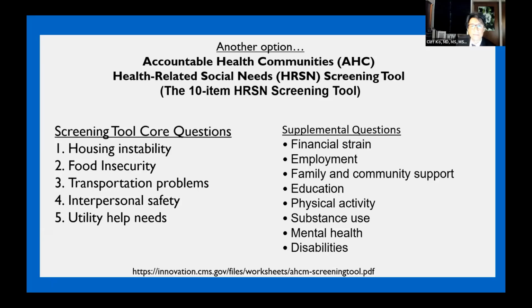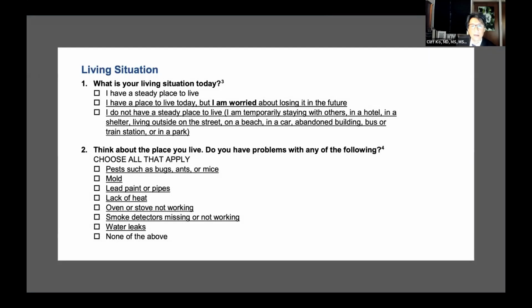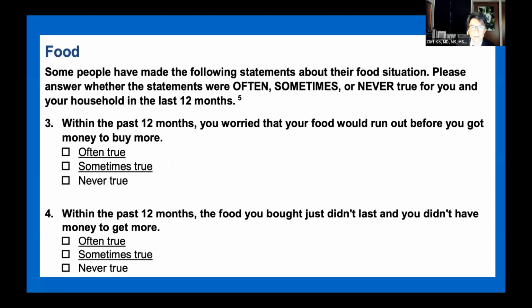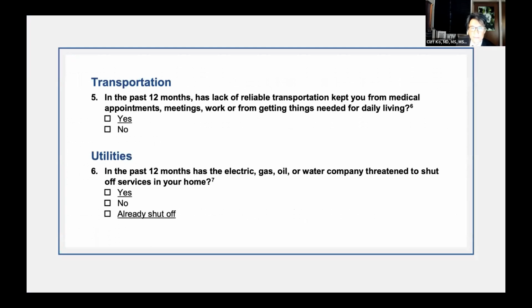Next, please. I won't read all these, but maybe we can go through these next, please. Living situation, these are the questions. The food: were you worried the food would run out, and the food that you just bought didn't last you, and you didn't have money to get more? Those are food items. Next, please. Transportation, you can see the lack of transportation to getting to medical appointments. Utilities, whether these things were shut off.